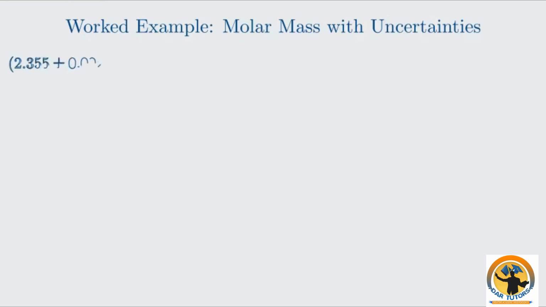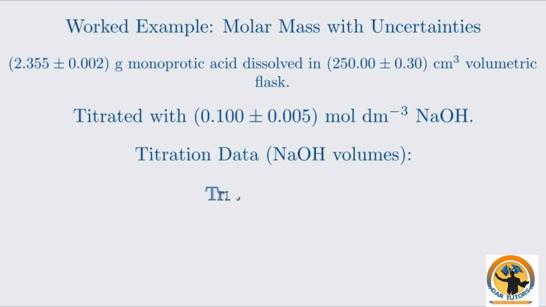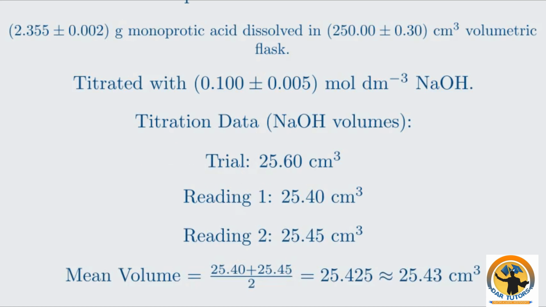This problem describes a titration to find the molar mass of an unknown acid. We have the mass of the acid and the concentration of the sodium hydroxide standard. We also have titration data. The first step is to process the raw titration data. The volumes delivered are 25.60, 25.40, and 25.45. We discard the first reading, 25.60, as a trial. We take the mean of the two concordant results, 25.40 and 25.45. The average is 25.43 cm3.